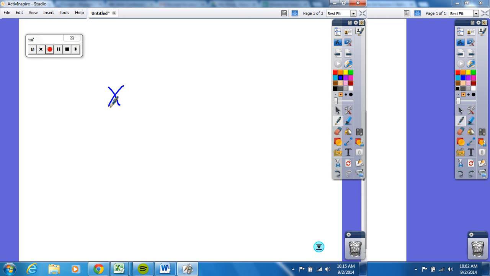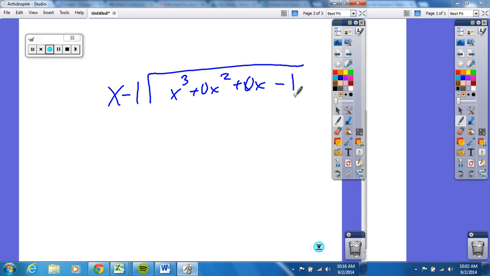Okay, so I have my x minus 1. Now this one's a little trickier though. I have x cubed. Then what's my next number? Plus 0x squared. You have to fill in things that aren't there. Do I have an x value? I didn't, so I have to put a plus 0x and then a minus 1.